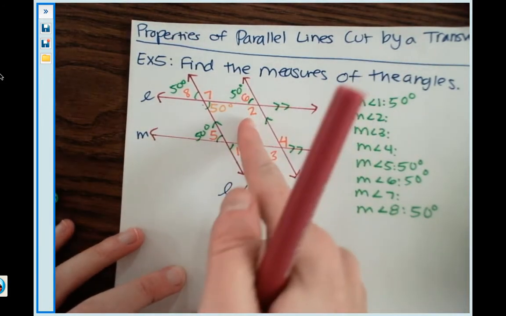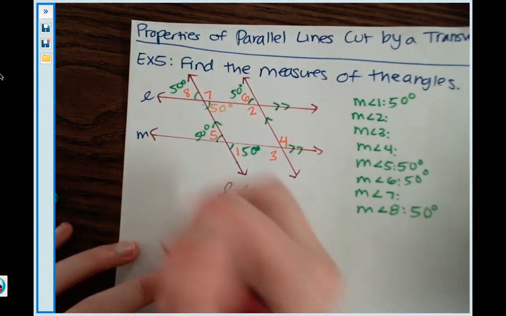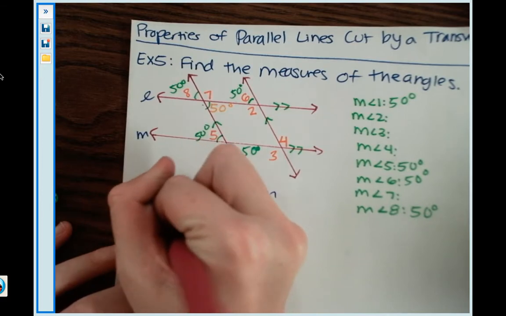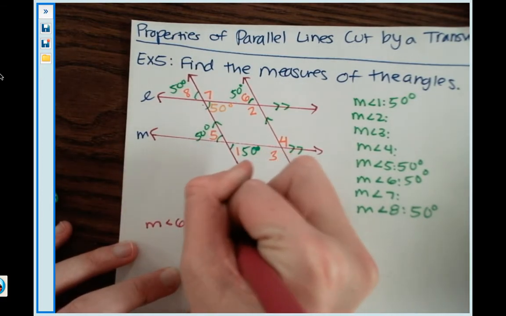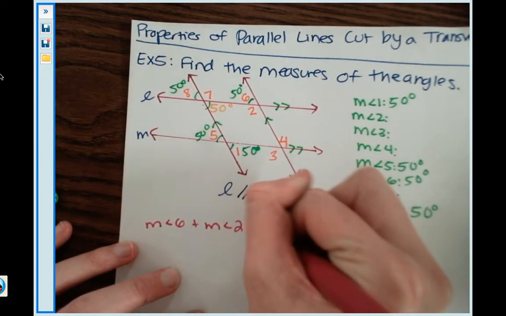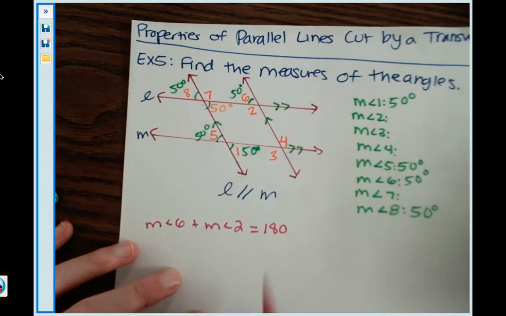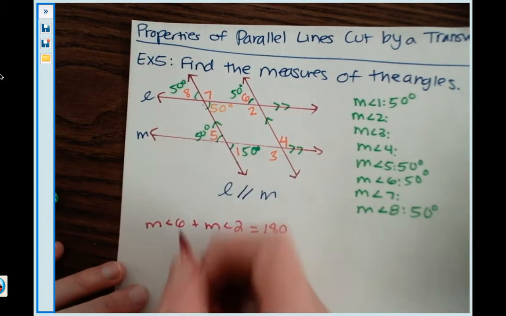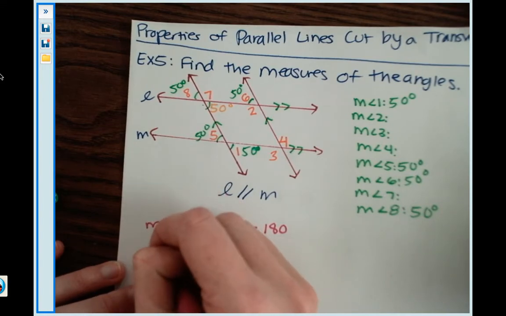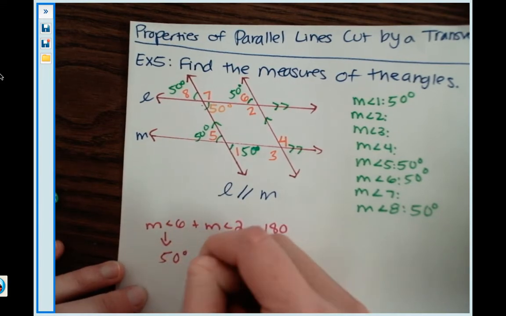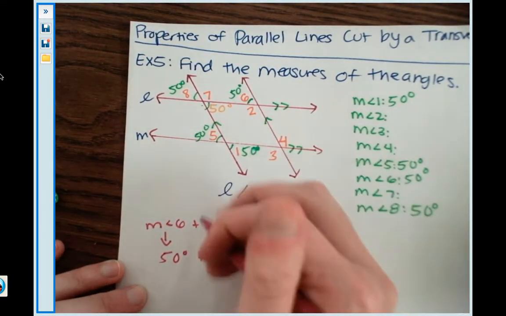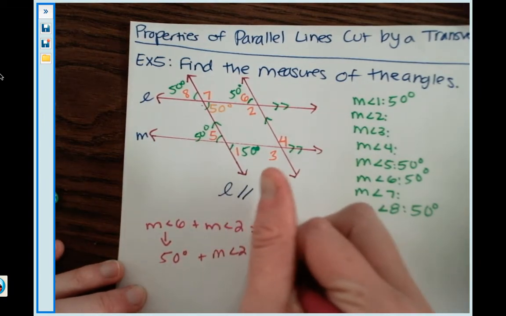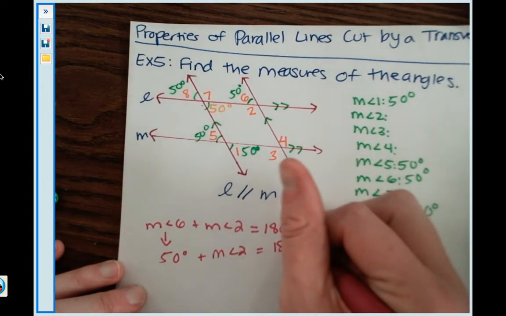So if they form a linear pair, that means these two have to add to 180. So the measure of angle 6 plus the measure of angle 2 equals 180. All right, let's solve this thing. Angle 6 equals 50 degrees, so I'm going to drop that down. That's 50 degrees. I'm trying to solve for angle 2, which I don't know yet, equals 180 degrees.